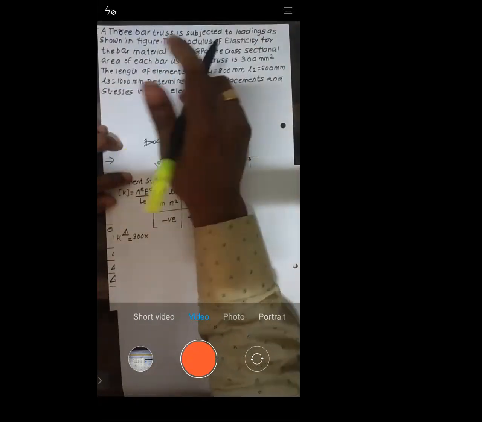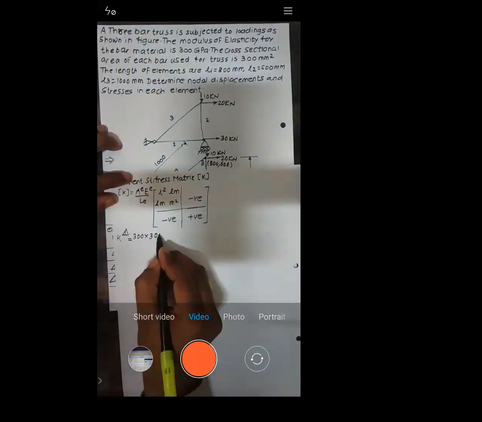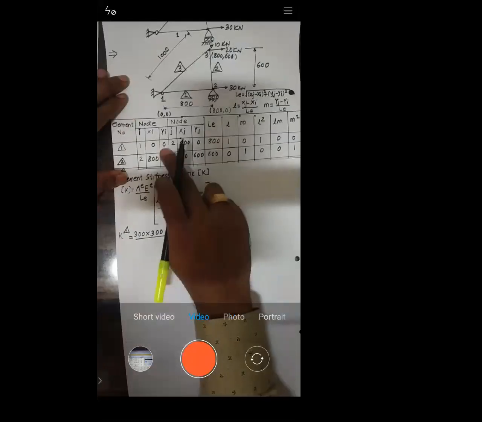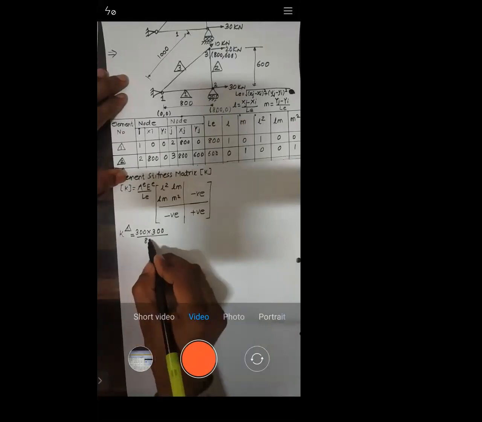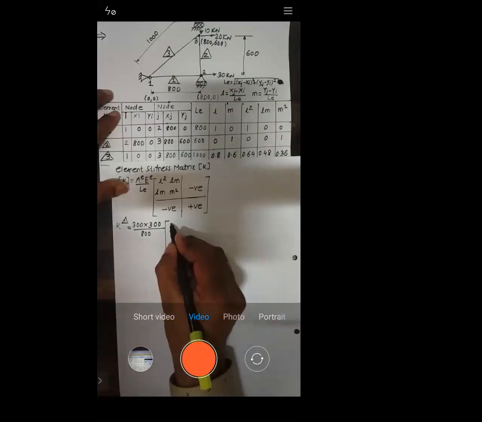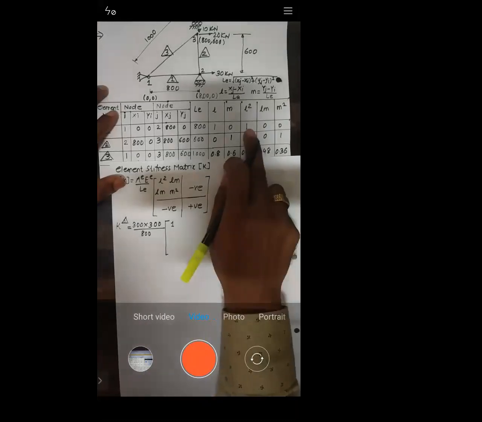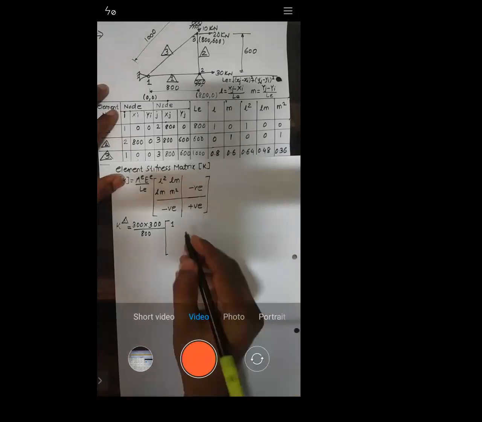Okay. So I'll write down 300 by length of element number 1. What is the length of element number 1? It's 800, right? Into, what is L square? It's 1. LM. Just see this table: L square, LM, M square, right? L square, LM, and M square. Is it okay?